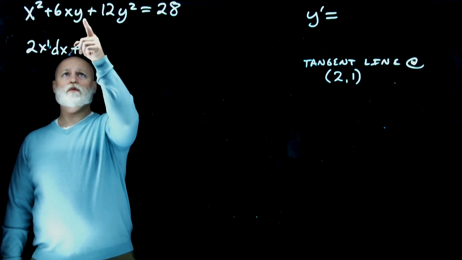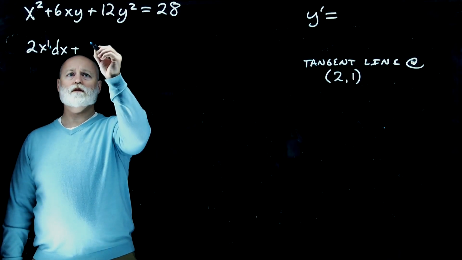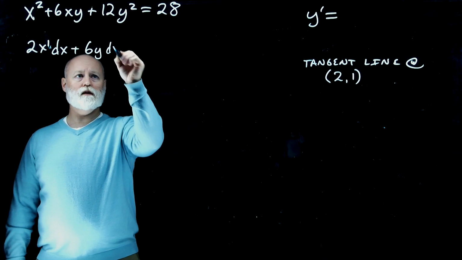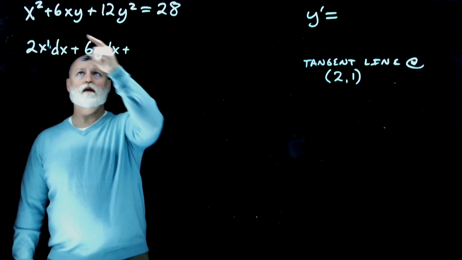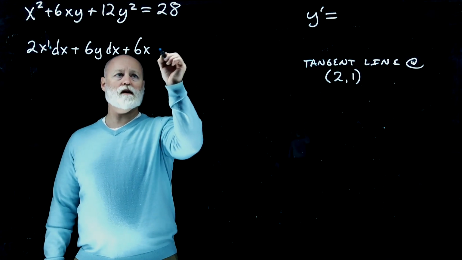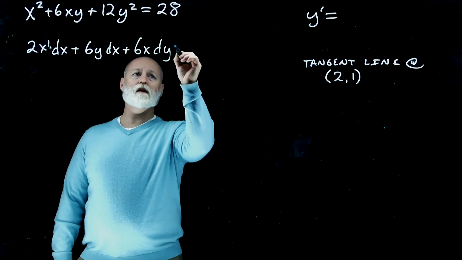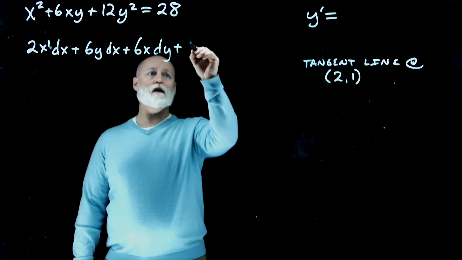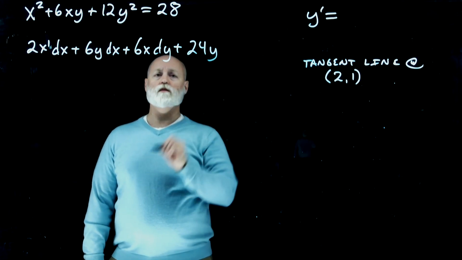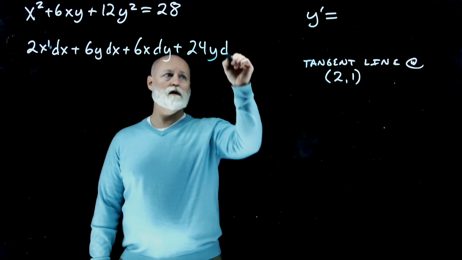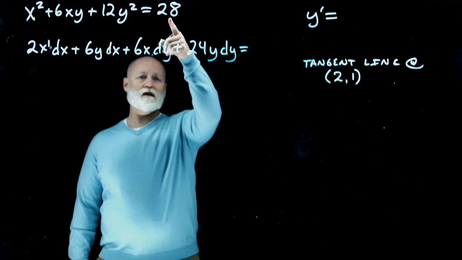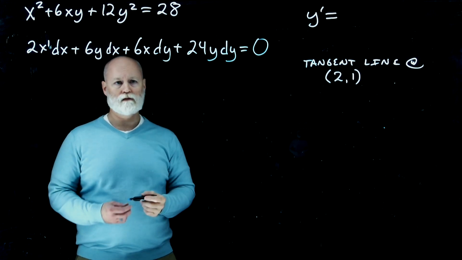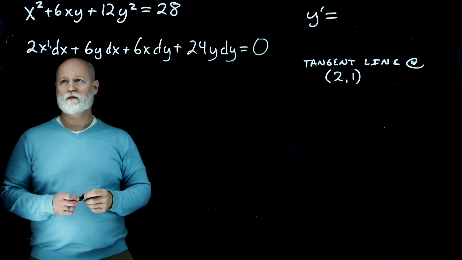The next piece is a product, x times y. So that's going to be 6 times the derivative of x, which is 1, times y, and then dx, the change in x. And then I've got to do the same thing for the y. So that's going to be 6x dy, and then plus the derivative of something squared is 2 times that thing, y to the first power, dy. And then on the other side of the equal sign we have a constant, which means that this is 0. There is no change in a constant, right?